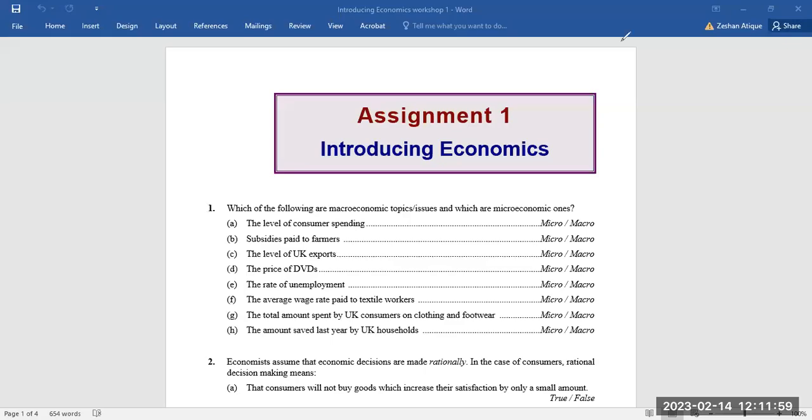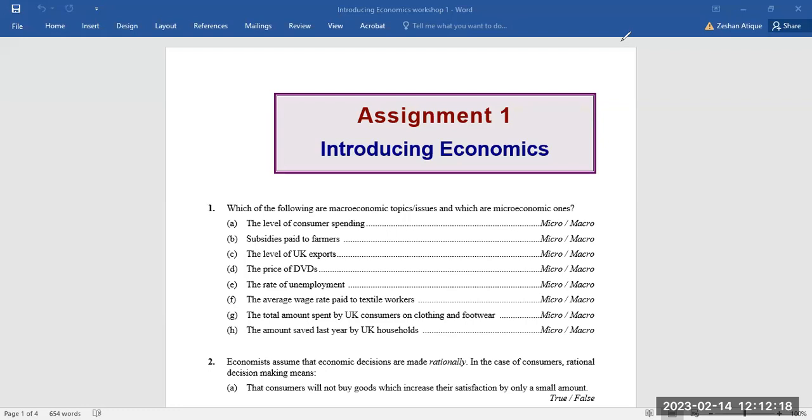Hello, good day. In today's lecture, we are going to solve assignment number 1. In this assignment, the first question we have seen on the screen is: which of the following macroeconomics topics or issues are, and which are microeconomic ones.